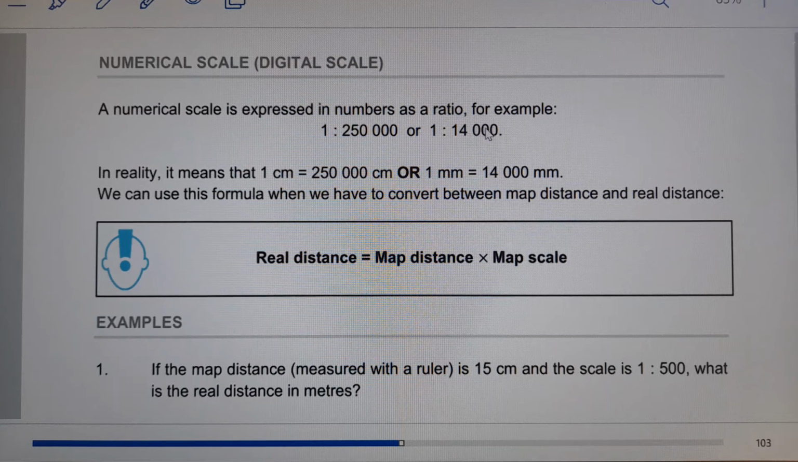Okay, the right hand side of the column means the map scale. This is the column, this is the right hand side, it's the map scale. They say we can use this formula when we have to convert between map distance and real distance. And the formula to get real distance is map distance times map scale. And we know where to get the map scale. It's the right hand side of the column.